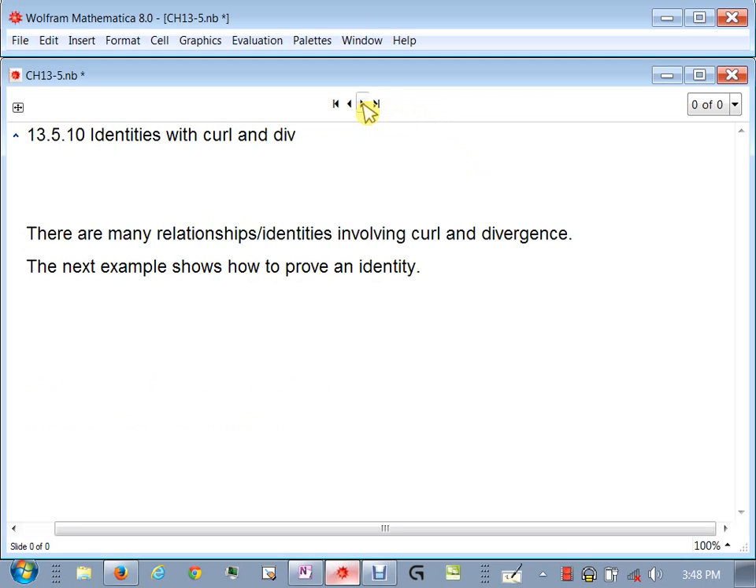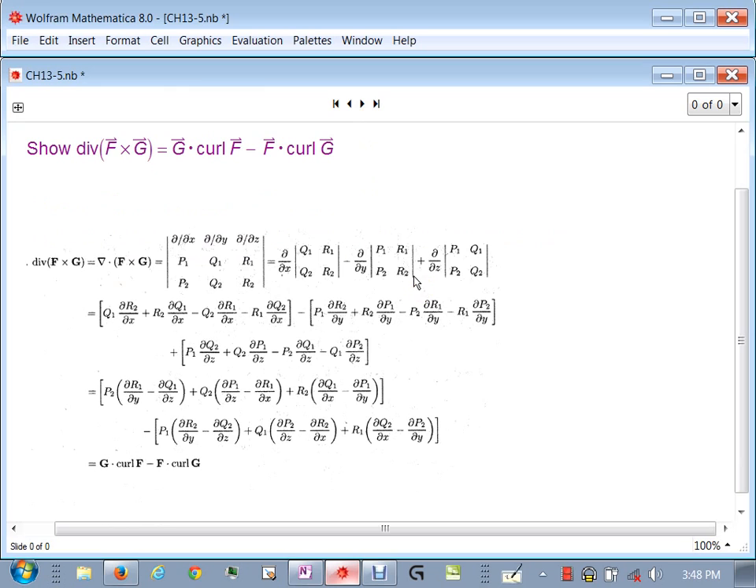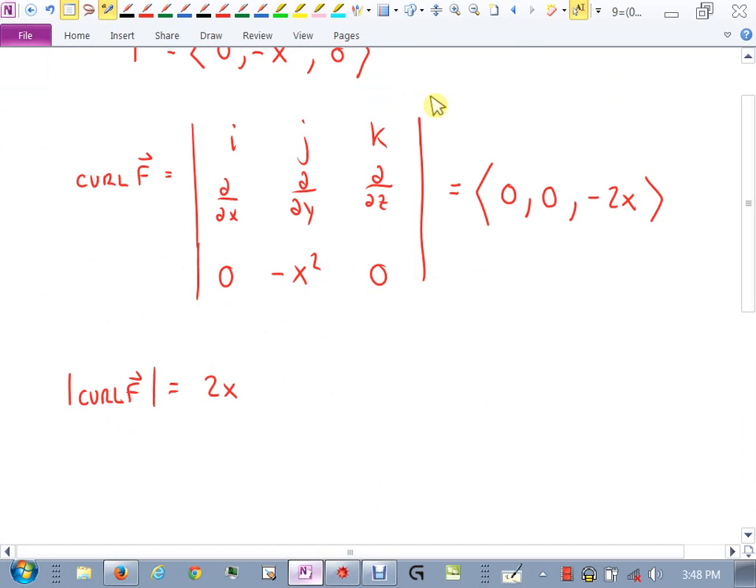All right, identities with curl and div. There are many relationships, identities involving curl and divergence. The next example shows how you might be able to prove an identity. So, is that printout in there or no? Does it have the actual work there? No? Okay, good. Because I don't want you to.